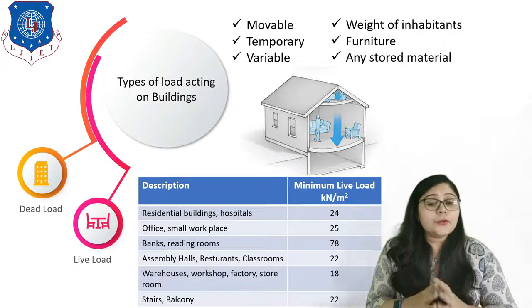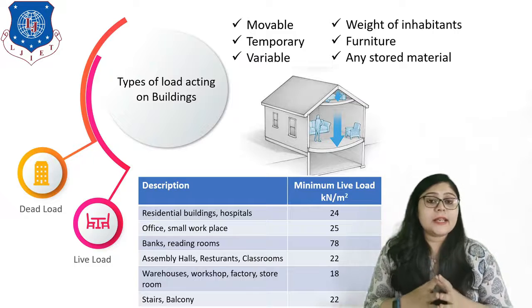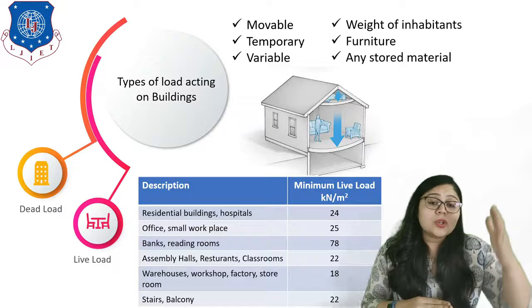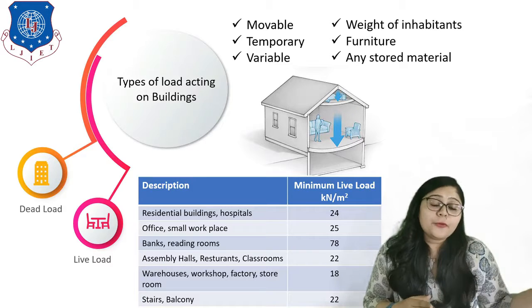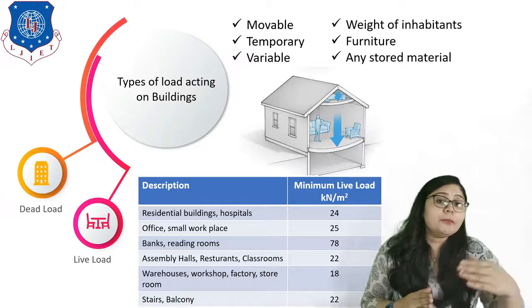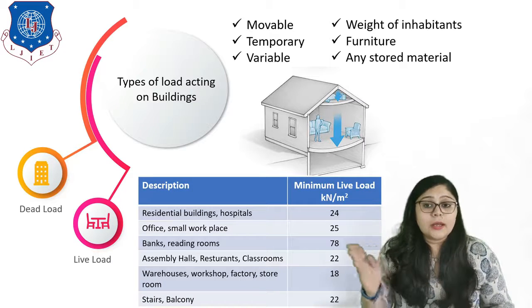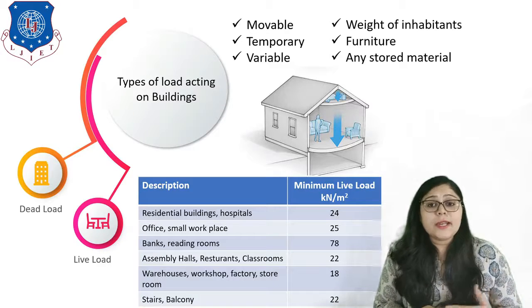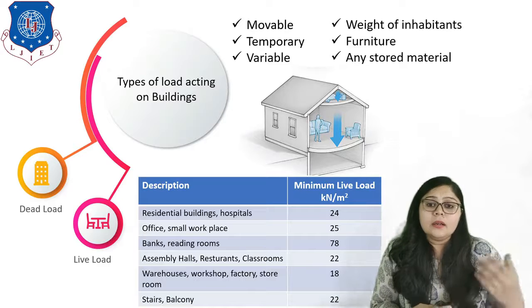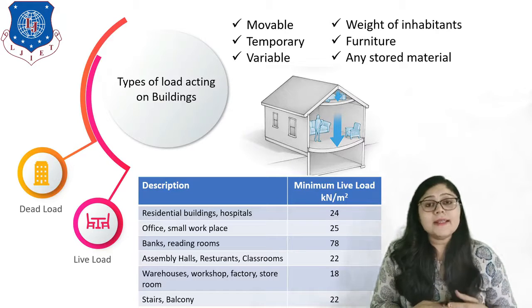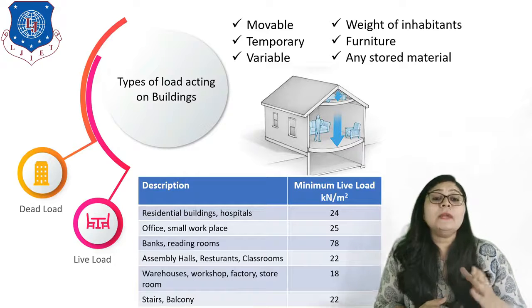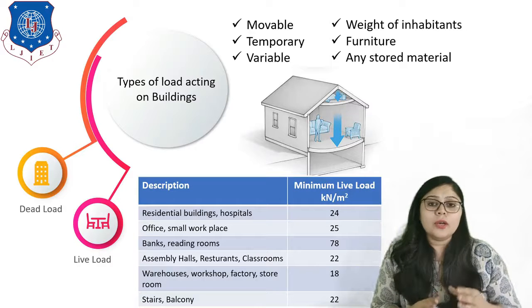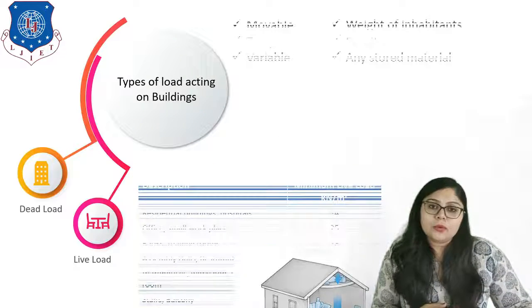Here are the different buildings that we already learned in classification of building based on purpose, like residential, industrial, right? All buildings require different kinds of furniture, and the number of people varies accordingly. In this table, different types of building like residential buildings, offices, banks, assembly halls, warehouses and stairs are given with their minimum live load in kilonewton per meter square for your better understanding of calculation. So this is all about live load.